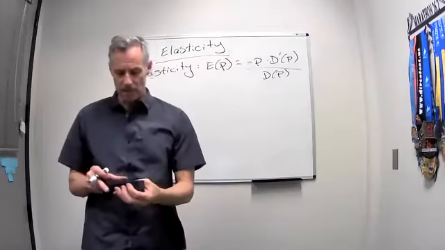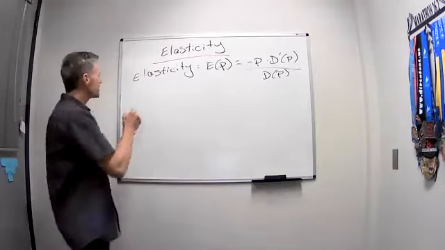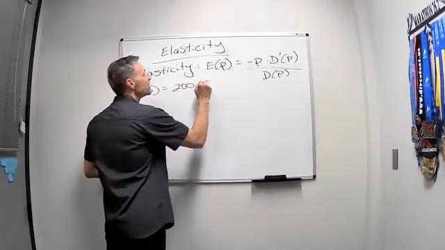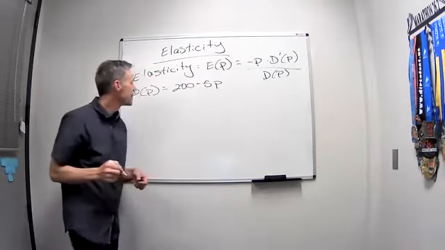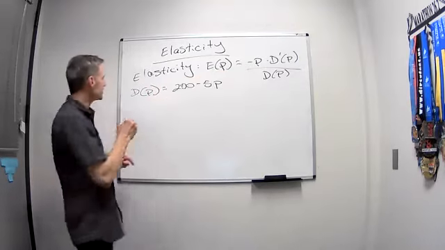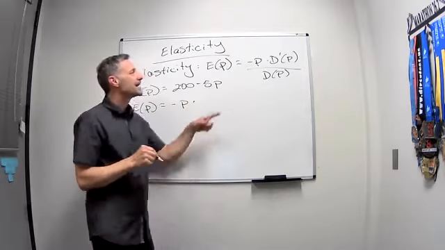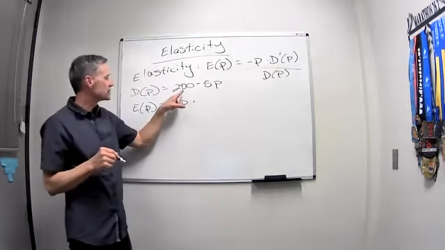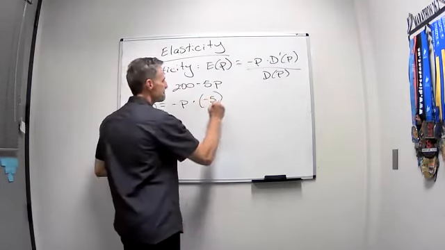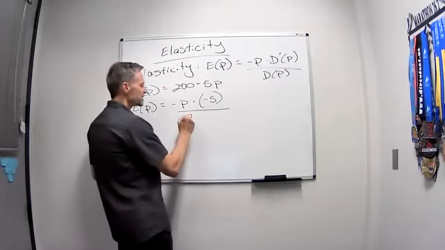Okay, so we have the formula. Let's go ahead, and we're just going to do 200 minus 5p is the demand function. So we'll keep it easy. All right, so there's my demand function. So if I want to do elasticity, I'm going to do this. So E of P, negative P, times the derivative of the demand function. Well, the derivative of 200 minus 5p is just negative 5. Over the original function, D of P, 200 minus 5p.